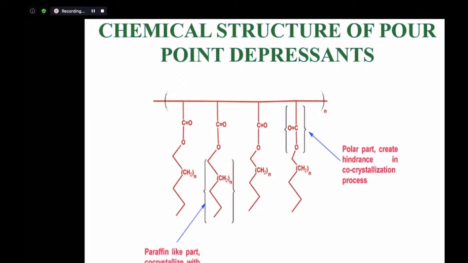Let's say your paraffin wax has a carbon number somewhere between 322 to 330. Then your flow improvers should also have a non-polar part with carbon numbers in between, so that it can co-crystallize with the wax crystal. So for every kind of crude oil, the design of flow improvers will change.